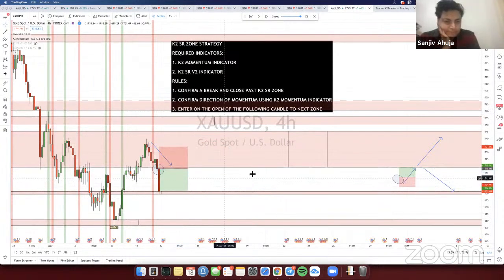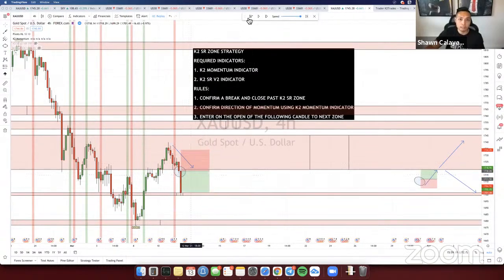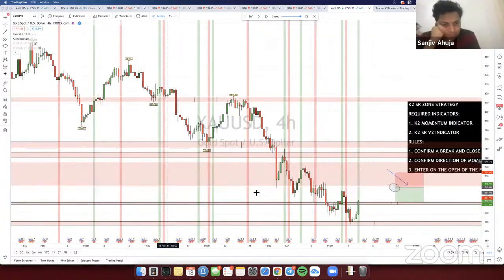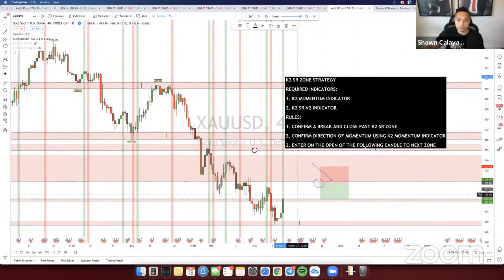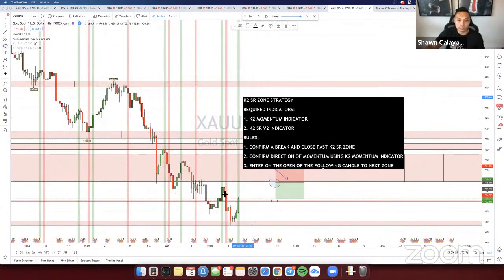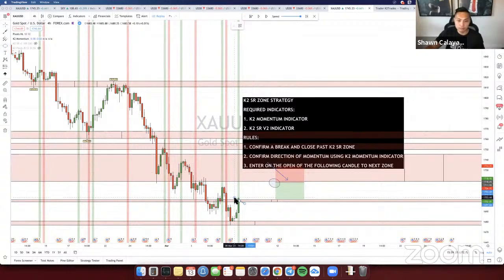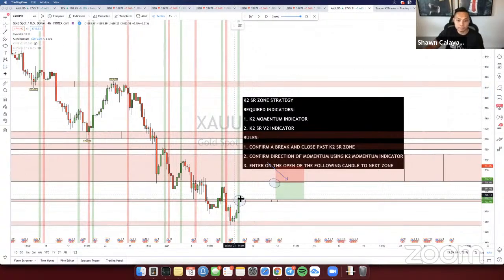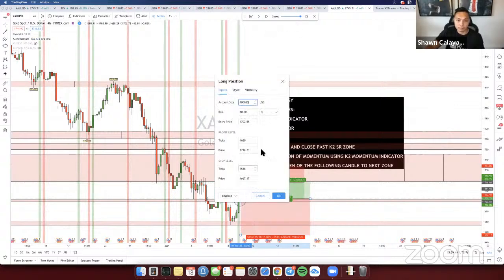And it goes both ways. Again, right here. So this is one entry right here. Again, over here, there's another entry right before it. So this one right here again, you confirm the breaking close past the zone. You confirm the directional momentum using the momentum indicator right here. So it's indicating that price is going to push up. So with that said, you enter another long position right here. And then you reach for the next zone right there. About same thing, 1,600.